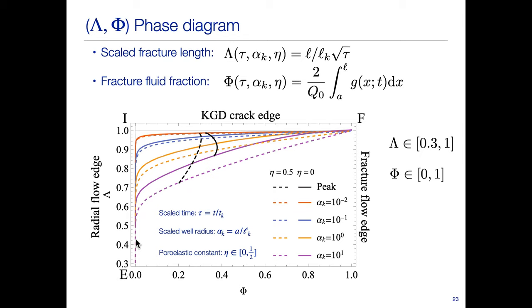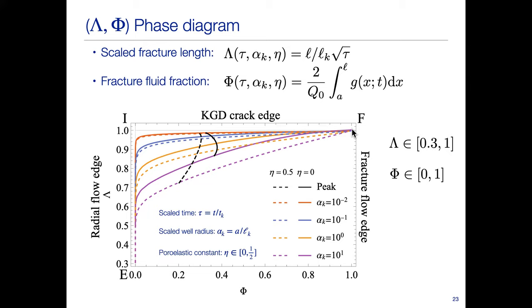It starts along the radial flow edge. The borehole is there, and the fracture propagates, eventually departs from that edge, and goes along this trajectory towards the large-time fracture flow problem, where we don't see the borehole anymore.